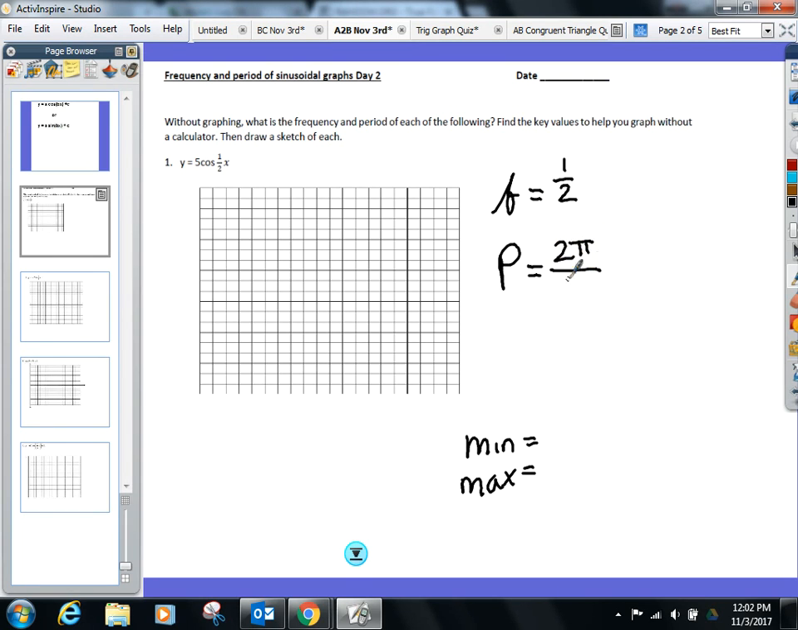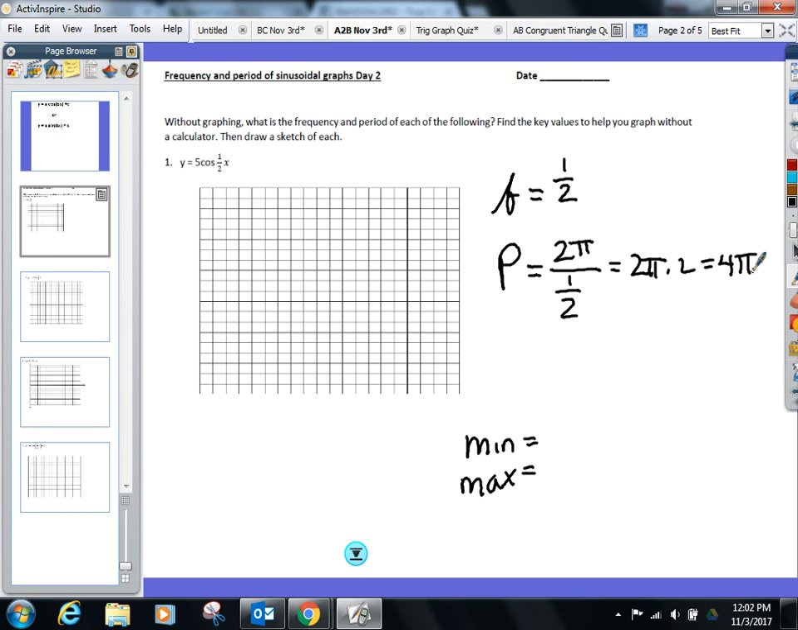Okay, so I'm going to go 2 pi over 1/2. Hey, by the way, everyone see where we got that b from? Straight from the equation. I plucked it right off between the cosine and the x. 2 pi times 2, 4 pi.